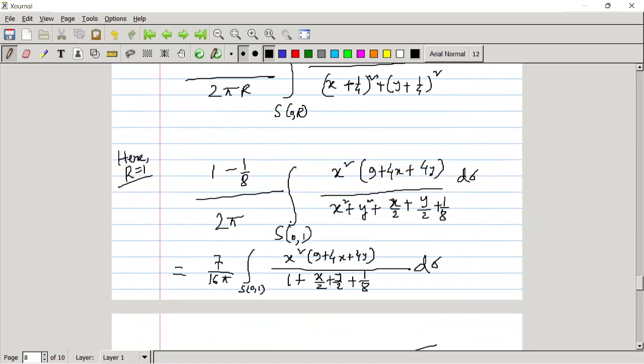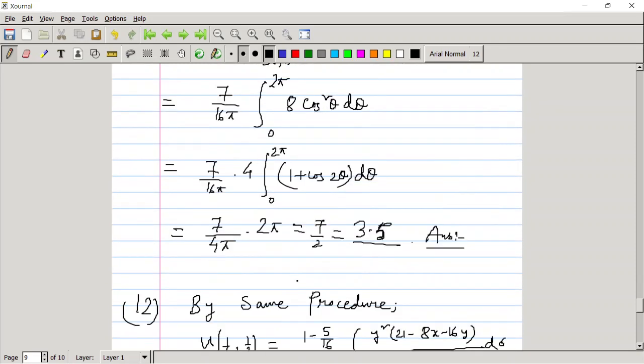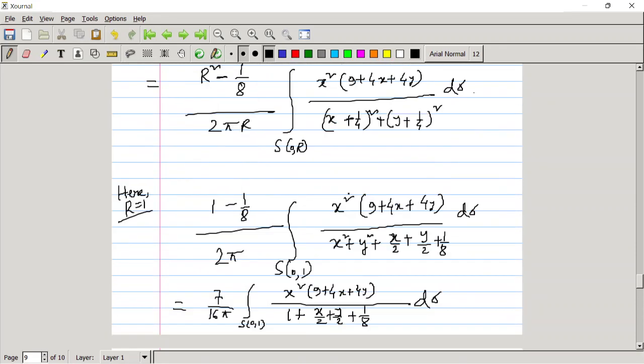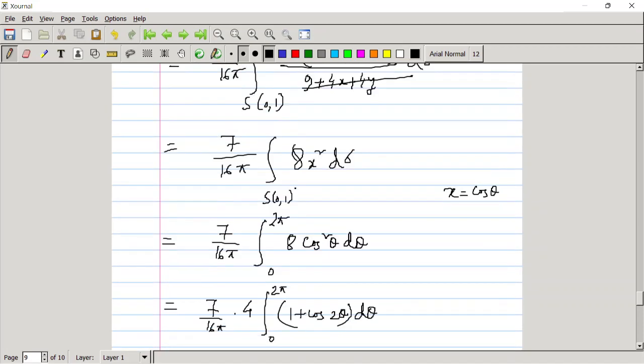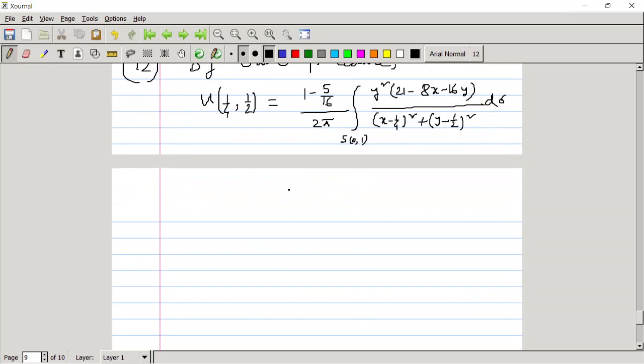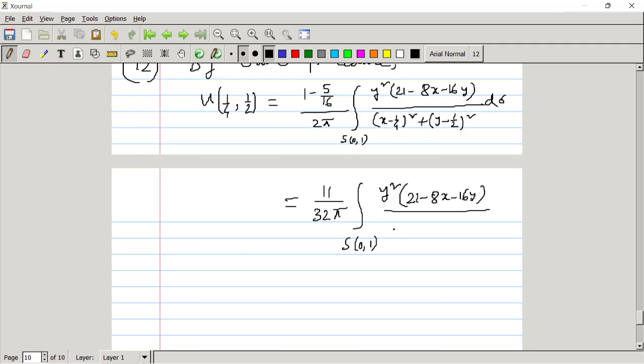I am directly writing the last line of this page. Here, what is changing is my point 1 by 4 and half and my g function. So again I will calculate this. This is 11 by 32 pi integral, y square into 21 minus 8x minus 16y by, what is x square plus y square is 1 on the boundary, minus x by 2 minus y plus 5 by 16.